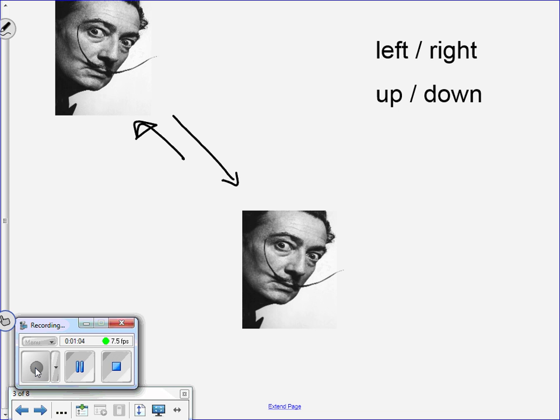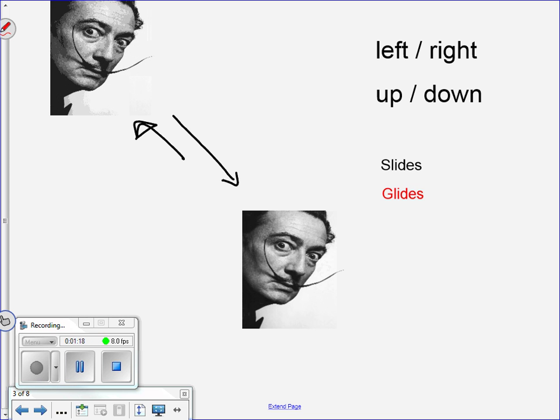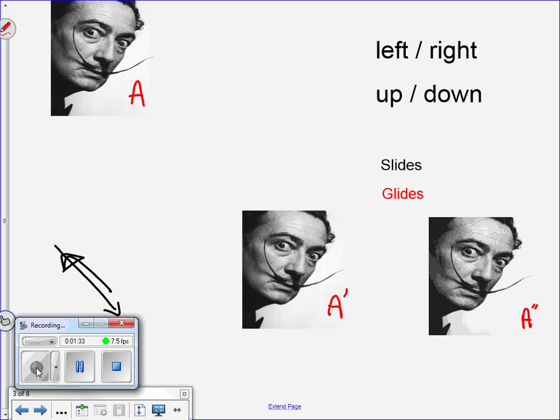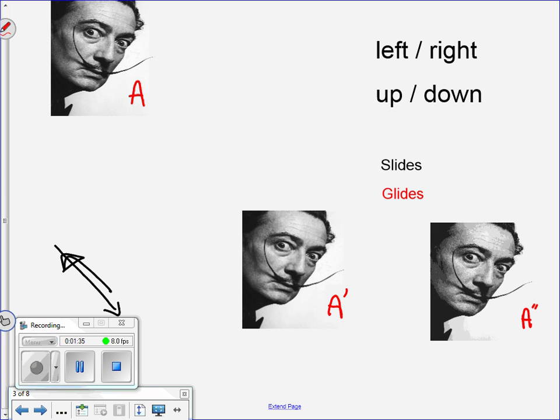Translations are also known as slides and glides, and they mean the same thing. So sometimes in some books or on some tests they might call it a slide or a glide. I'm going to call them translations. Now, if you walked in and I didn't have these arrows here, you wouldn't know which one was the original, which one was the copy. So let's call this A, and we'll call this one A prime. So you know by that prime that it's the copy. As you see over here, I have a double prime. That means it's the second copy.